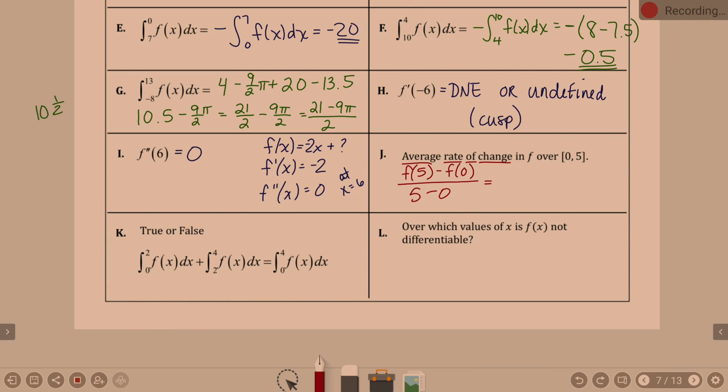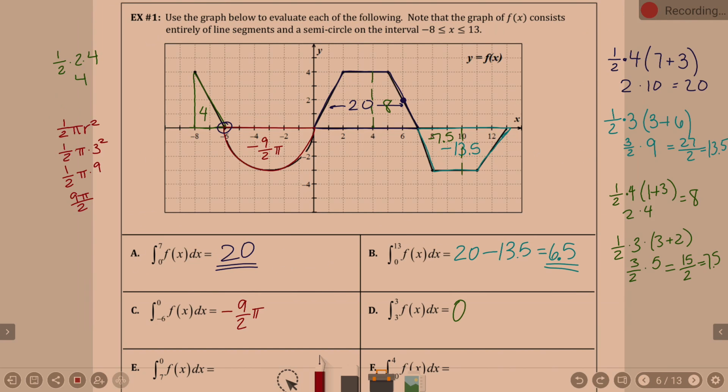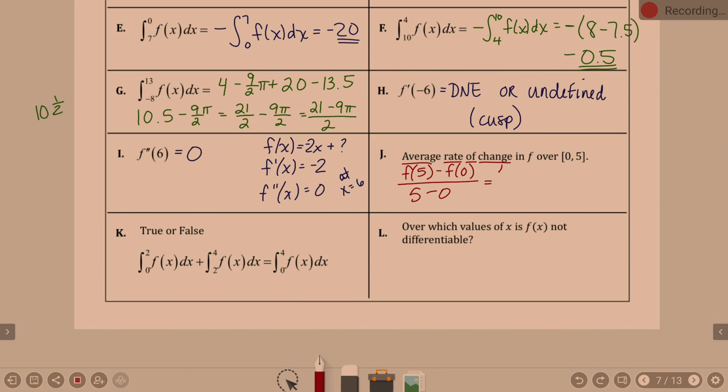So I'm going back to my other screen. f of 5 is going to be 4. f of 0 is 0. Yes? So 4 minus 0 over 5 minus 0, which is 4/5. So you do remember some stuff from first semester.